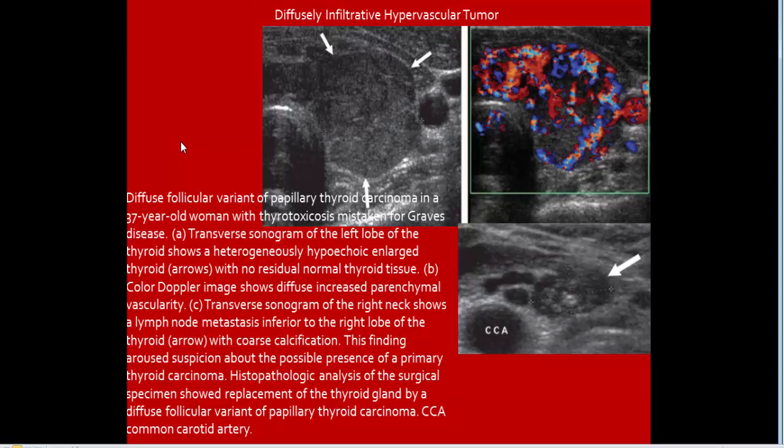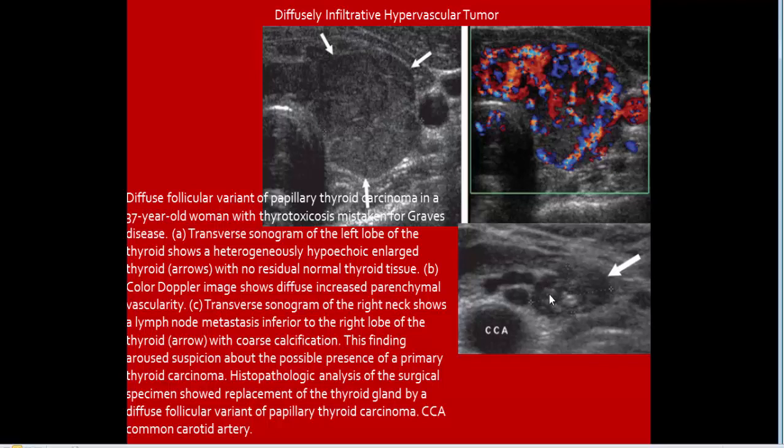Diffusely infiltrative hypervascular tumor, diffuse follicular variant of papillary thyroid carcinoma. As we see, this woman with thyrotoxicosis was mistaken for Graves' disease. Ultrasound sonogram of the left lobe shows a heterogeneously hypoechoic enlarged thyroid, no residual normal thyroid tissue. Color Doppler shows increased parenchymal vascularity.